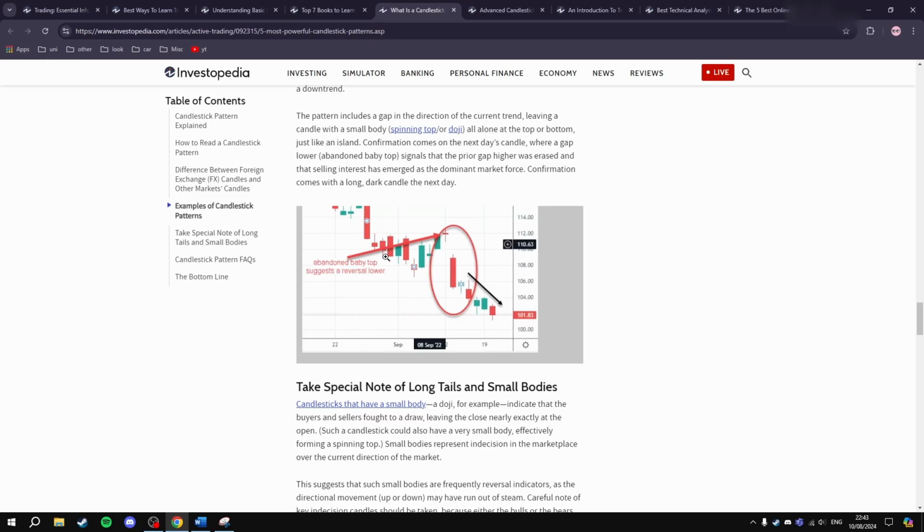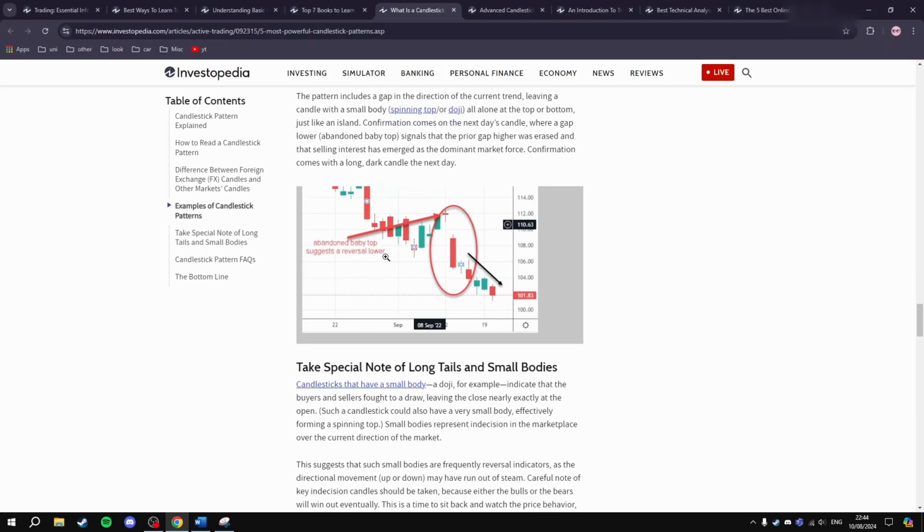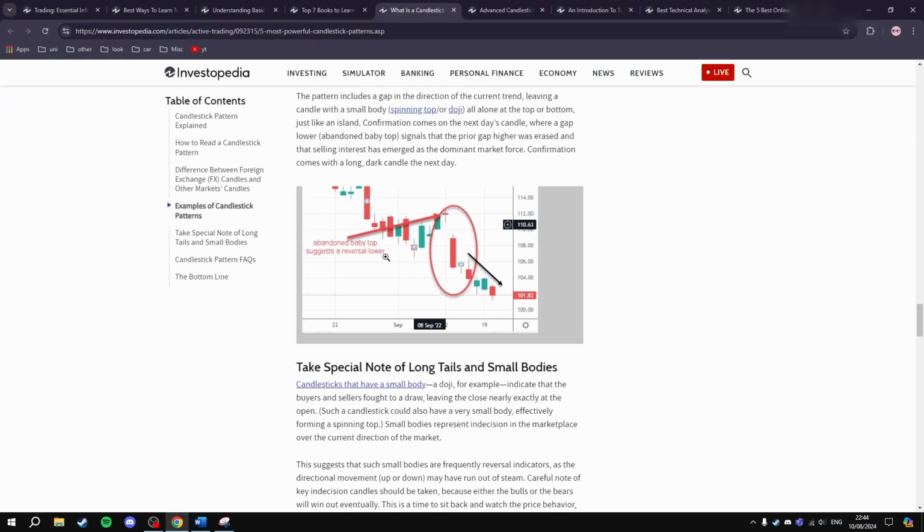So this pattern includes a gap in the direction of the current trend, leaving a candle with a small body, either a spinning top or a doji, all alone at the top or bottom, just like an island. Confirmation comes on the next day's candle, where a gap lower signals that the prior gap was erased.